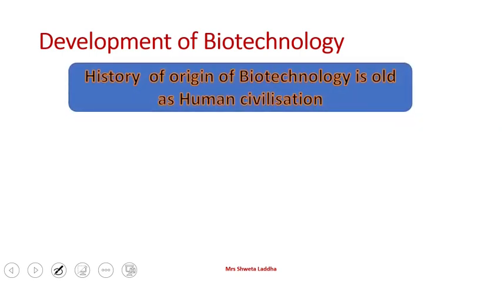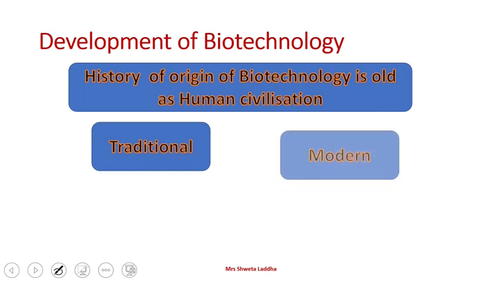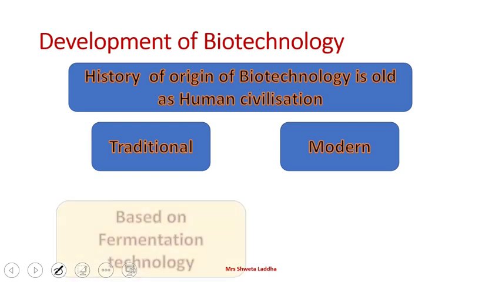Let us see about the development of biotechnology. The history of the origin of biotechnology is as old as human civilization. There are two phases of biotechnology, traditional biotechnology and modern biotechnology. The example which I gave you about forming of curd from milk by fermentation, that is an example of traditional biotechnology.